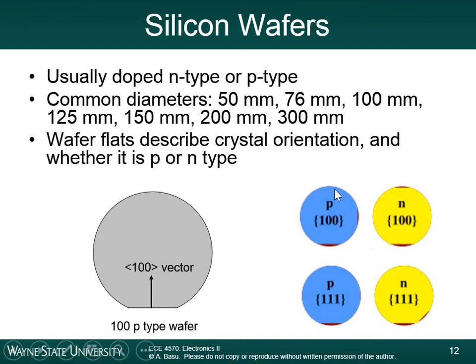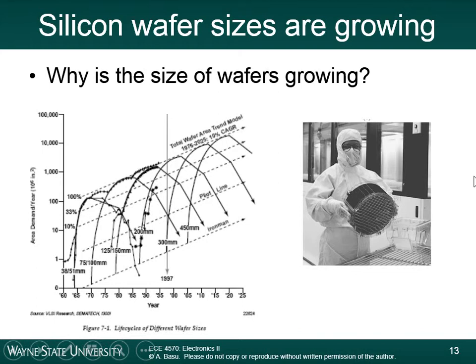Common diameters for these wafers include 50 millimeters, 76 millimeters, 100 millimeters. So you can see there are many different sizes available. One of the trends, if you notice, from the 70s until now, is that the size of these wafers is growing. One of the questions I want to ask you is why are the sizes of the wafers growing over time? Yes? More transistors.